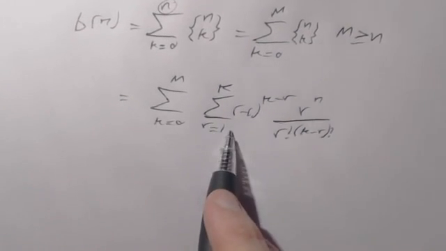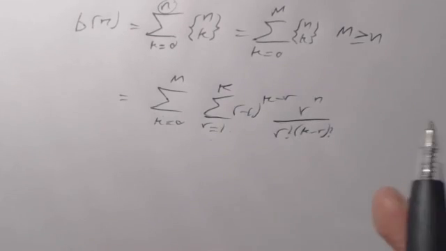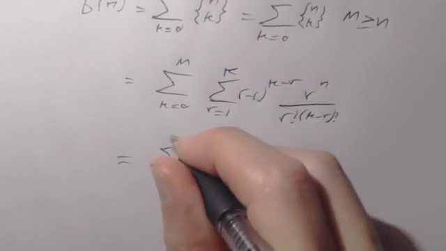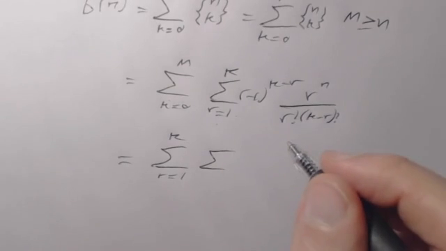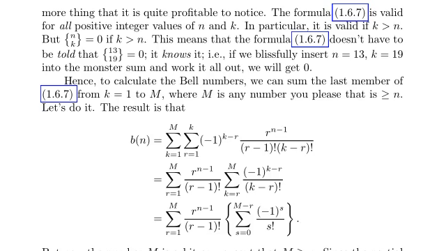So essentially, we're summing k from 0 to m and r from 1 to k. This is a rectangle, so it doesn't matter what order we sum it in, so I'm going to change the order. Oh, it does matter, because r goes from 1 to k. It's not a rectangle. So what's going on here?